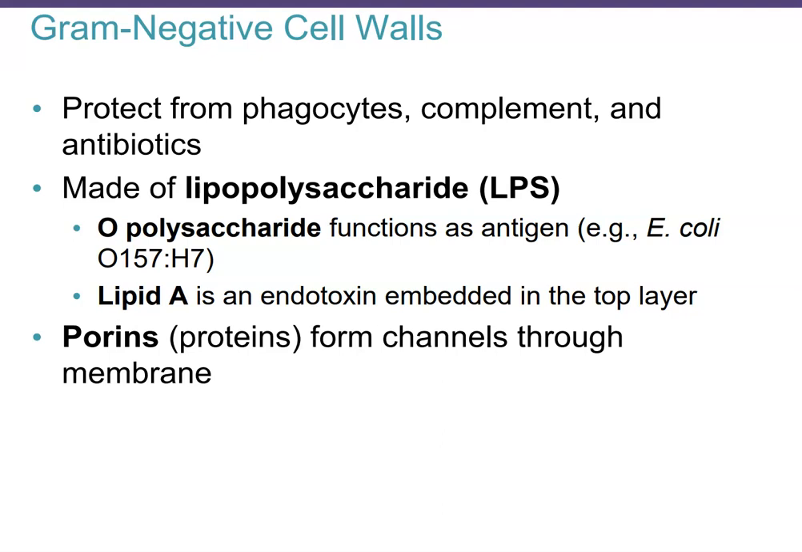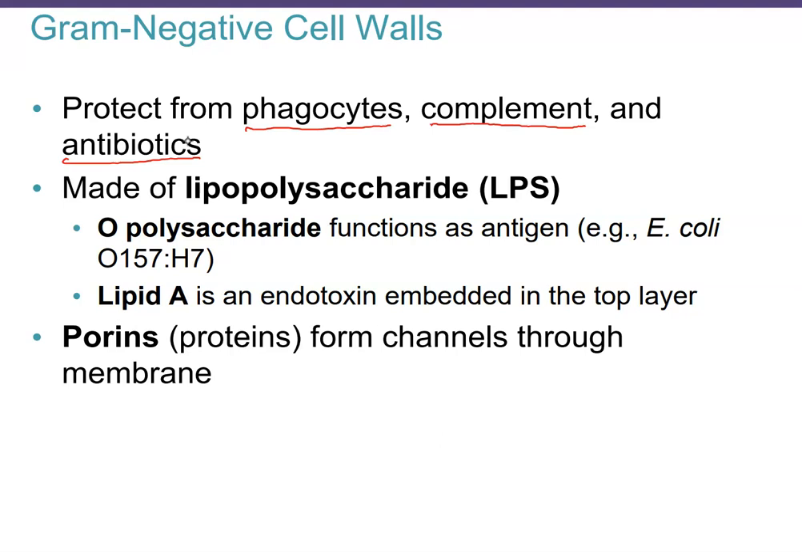And so gram-negative cells in general are a little bit harder to treat, and they are harder for your immune system to see. So these gram-negative cell walls in general protect from phagocytes, like your macrophages and neutrophils. They also don't allow for complement activation, and it makes them much harder to treat with antibiotics as well. Although there are some antibiotics that are good for use with gram-negative bacteria.